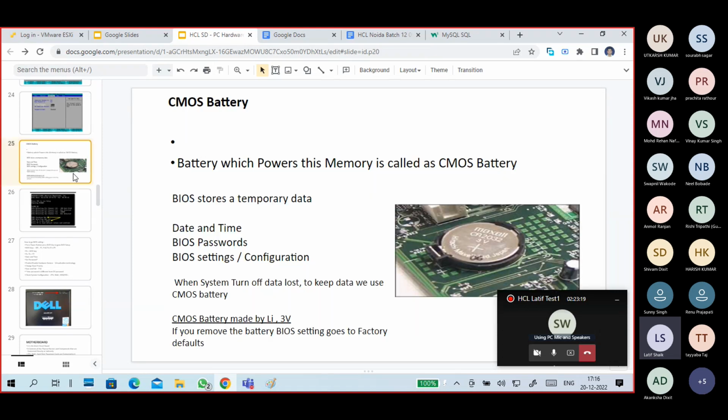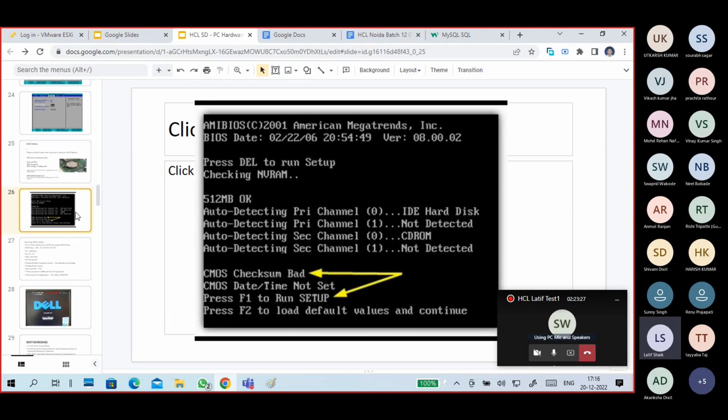In some cases, when you start your PC, the display shows: CMOS checksum, CMOS date and time not set. This kind of CMOS checksum error. Mostly you get it the first time you start your PC. You go to BIOS settings, change all the settings as per your requirement, and start working. Once your work is completed, you shut down your PC. Next day you open it and again you get the same error.